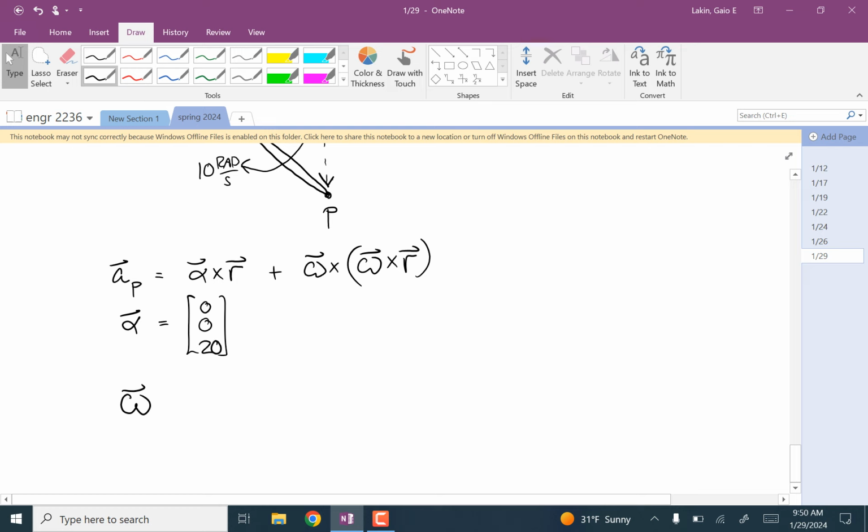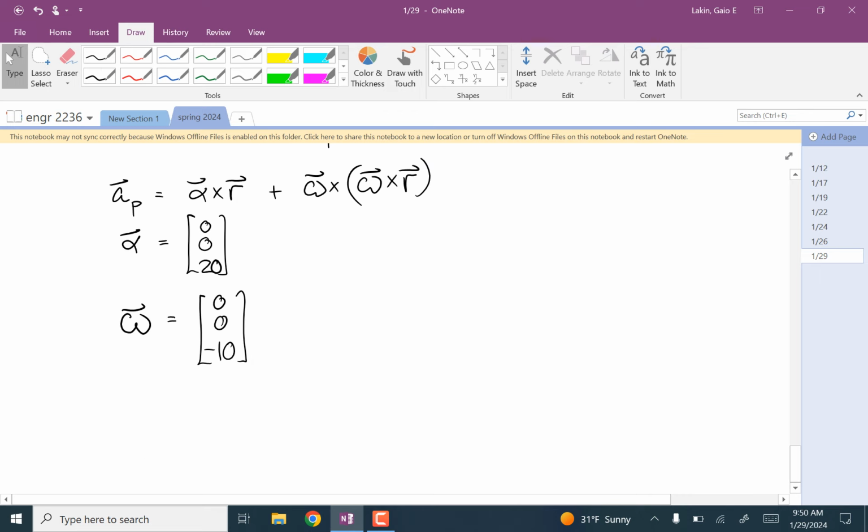Omega is 0, 0, negative 10. And R is 0, negative 2.828.